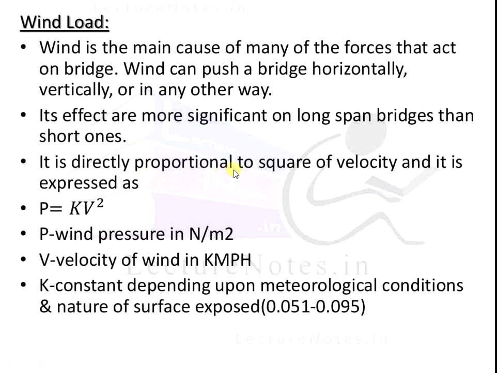It is directly proportional to the square of velocity, and it is expressed as P. The formula for the wind load is P is equal to kV square, where P is the wind pressure in Newton per meter square, V is the velocity of wind in kmph, and K is the constant depending upon meteorological conditions and nature of surface exposure, which is 0.051 to 0.095. To calculate the wind load, we use the formula P is equal to kV square.